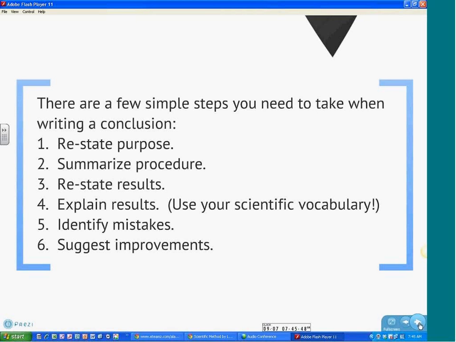And speaking of other scientists, another scientist anywhere in the world should be able to read just your conclusion and understand your whole experiment, how to do it again, how to replicate your results, and the things you did right and wrong in it. So your conclusion is definitely the meat and potatoes of your lab.